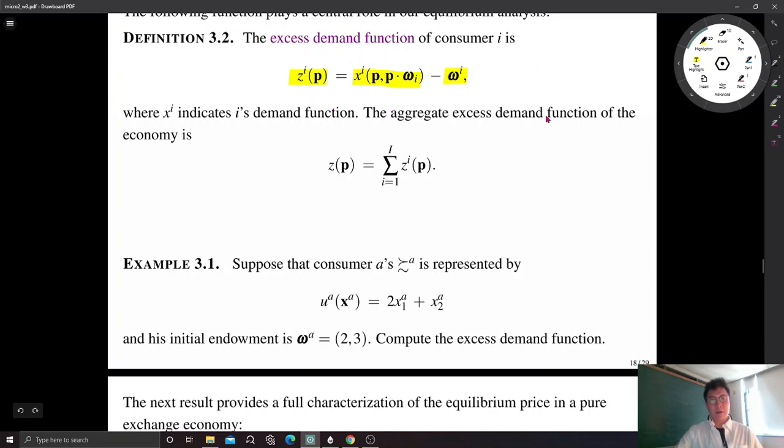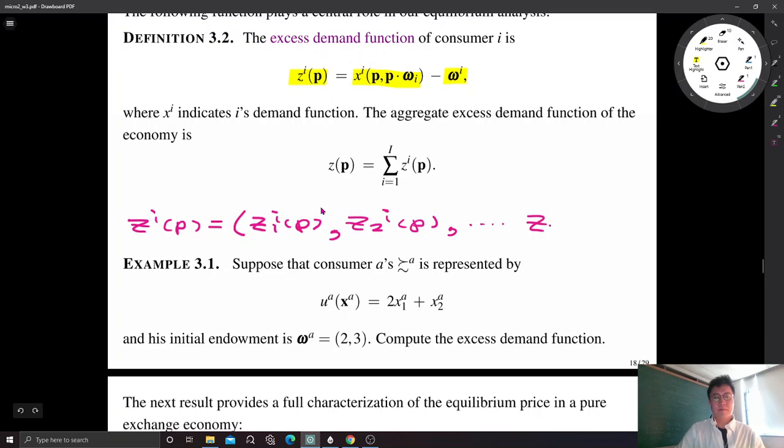In case of L commodities, Zi of P is going to be a vector. So Z sub 1 i of P is consumer i's excess demand for good 1, and for good 2 and so on. Okay? And so now we can define the aggregate excess demand function of the economy, just by aggregating each consumer's excess demand function. So without the superscript i, Z of P is just a summation of Zi of P across consumers.